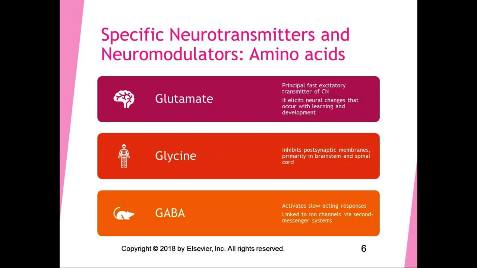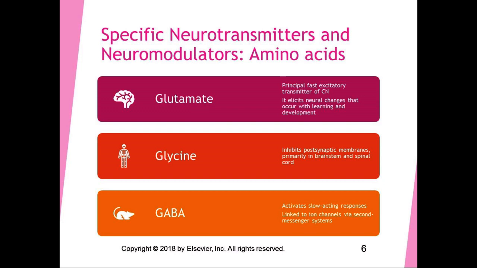So just talking about the specific neurotransmitters and neuromodulators. Remember, a lot of these chemicals can act as either neurotransmitters or neuromodulators depending on where they're released. I don't expect you to know the details about them. I don't expect you to know their chemical structure or anything like that. Just generally what they do and whether they're excitatory or inhibitory or both.